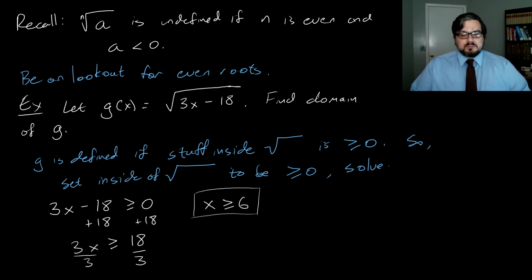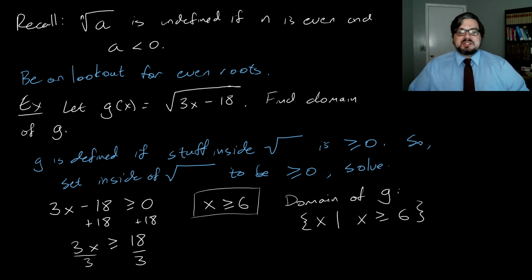So this means that the domain of g is, we'll start with set builder notation this time. It's the set of all x such that x is greater than or equal to 6. We could also sketch this out on a number line, but we can also just write it using interval notation. It's the set of all numbers from 6 to infinity. Note now that we're using the square bracket because we need this to be greater than or equal to 6, and that gives us the full domain of g.